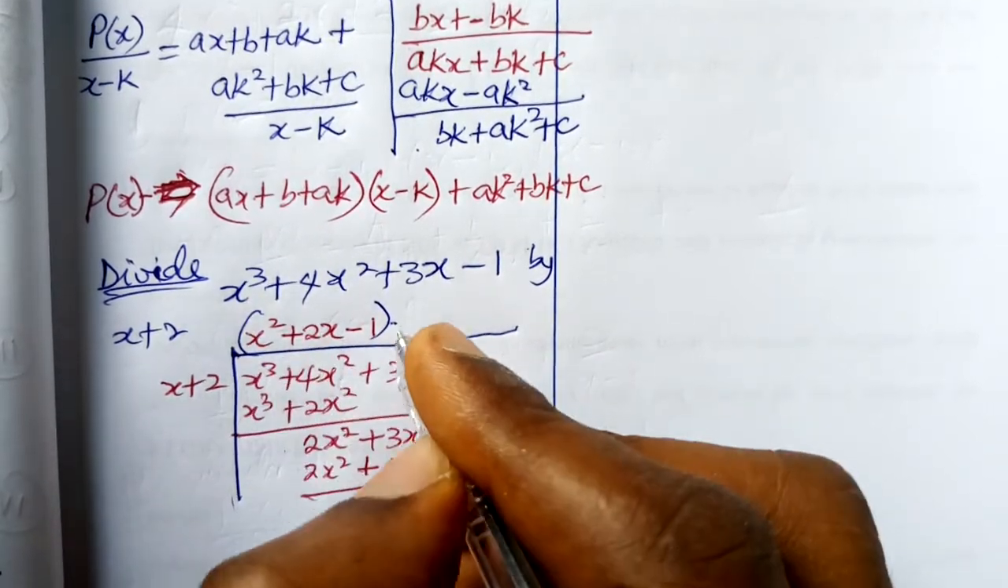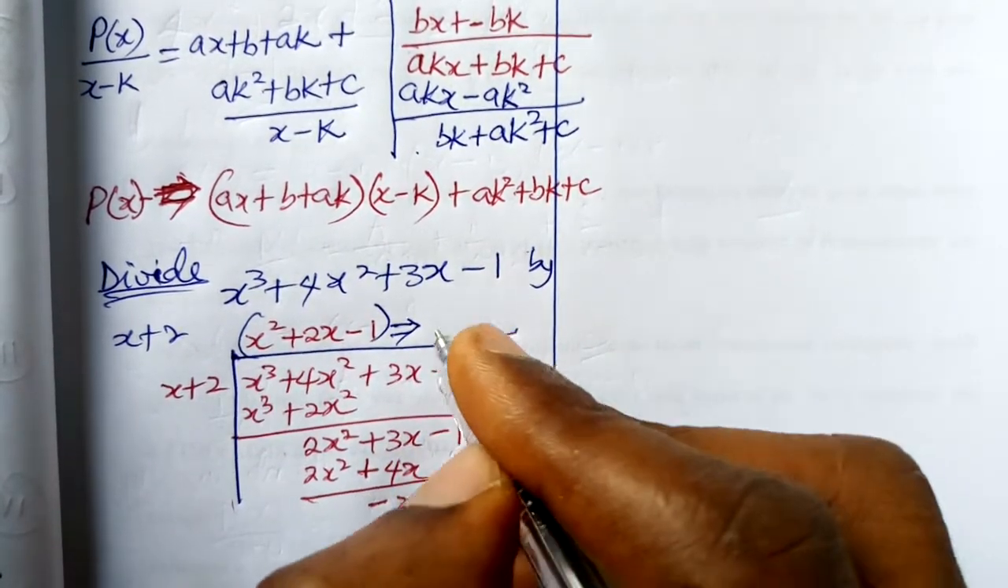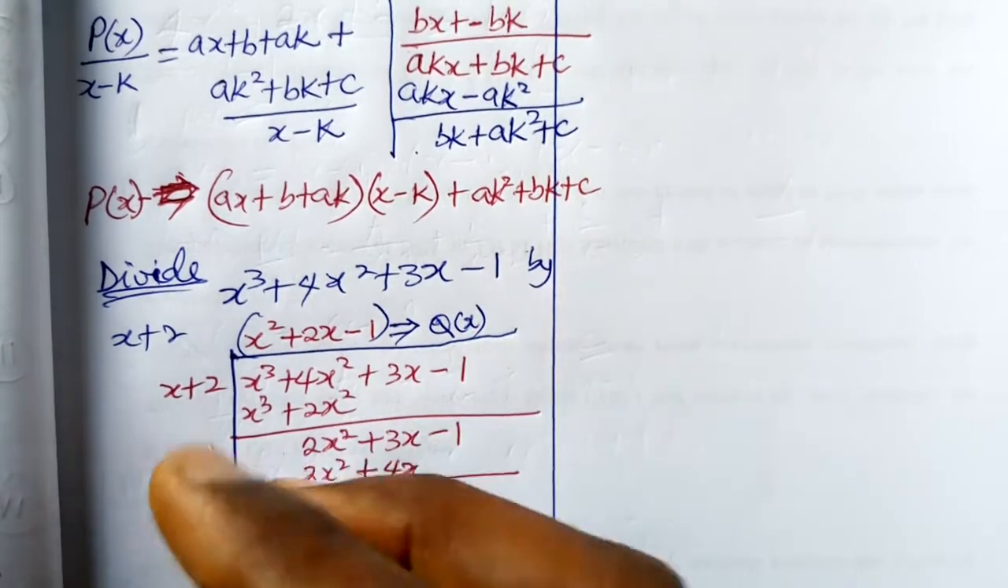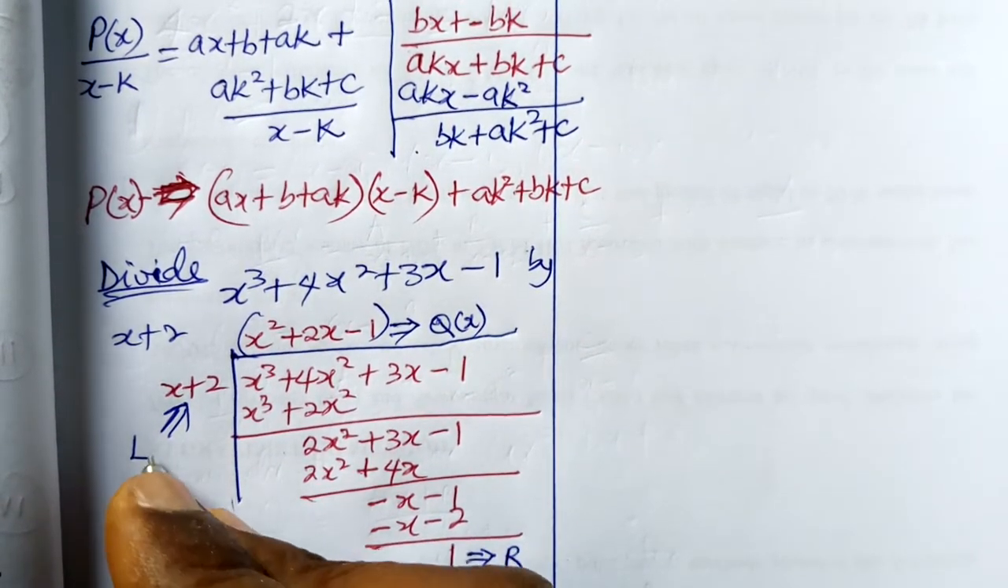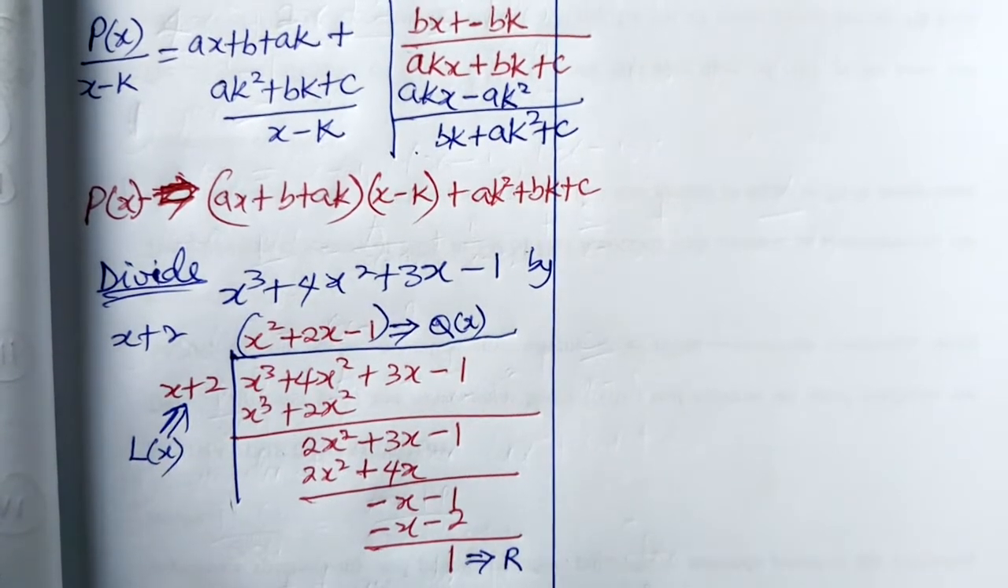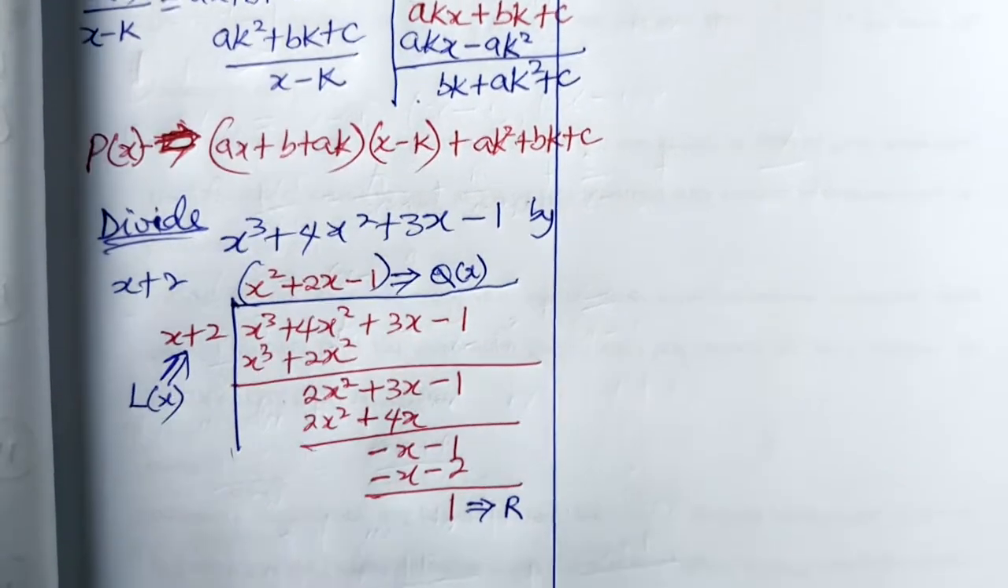This whole stuff in the bracket is our quotient q of x, and this one that we divided by is our L of x. That is the linear divisor. So that is how to do this.